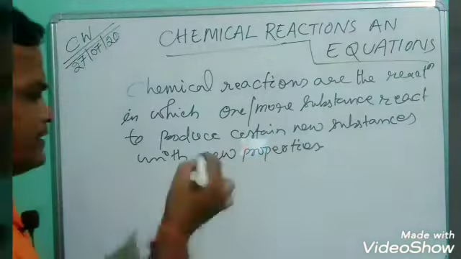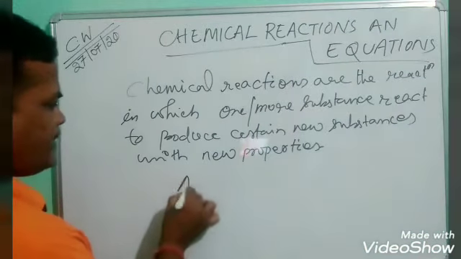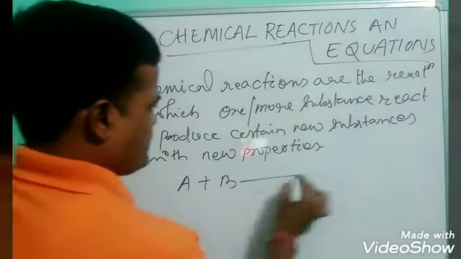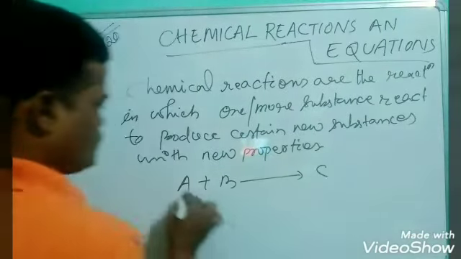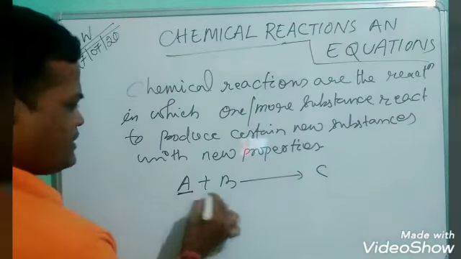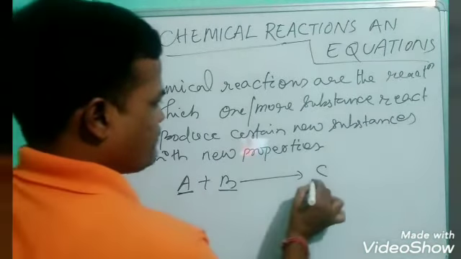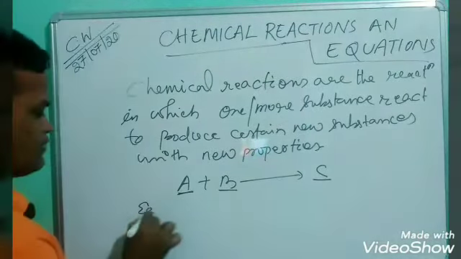Okay friends, as we can say, A combines with B giving rise to or producing C. So A is a substance, B is another substance, they combine producing C. Let us see the example.